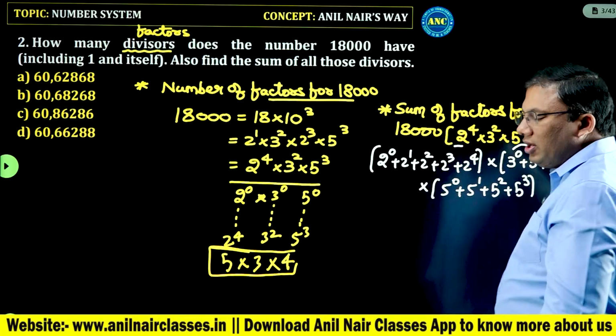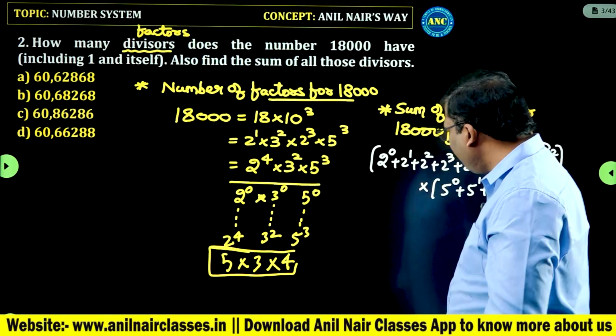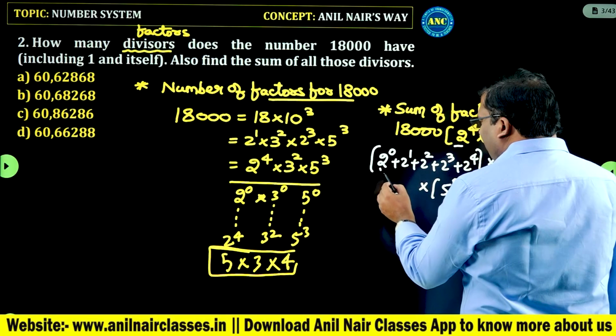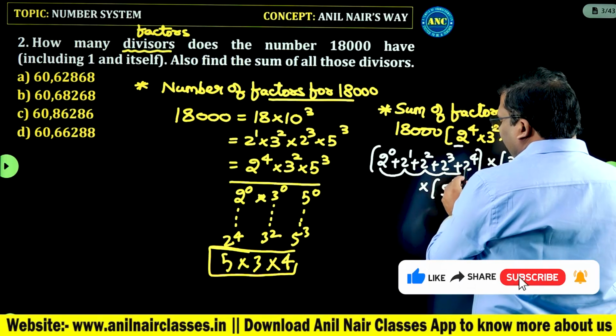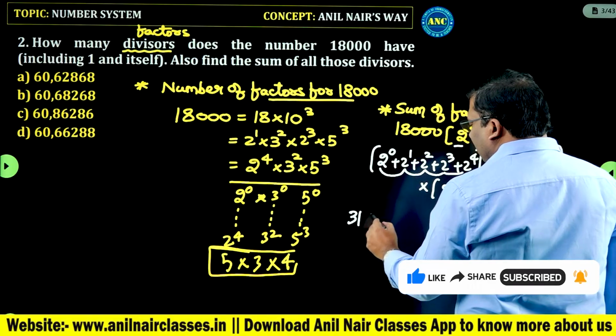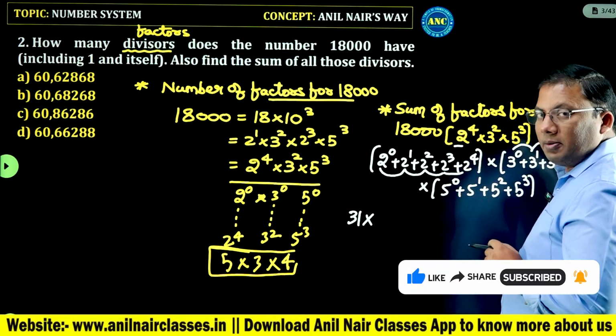9 plus 3, 12. 12 plus 1, 13. 2 power 0, it is 1, plus 2, 3. 3 plus 4, 7. 7 plus 8, 15. 15 plus 16, 31. 31 into 9 plus 3, 12.